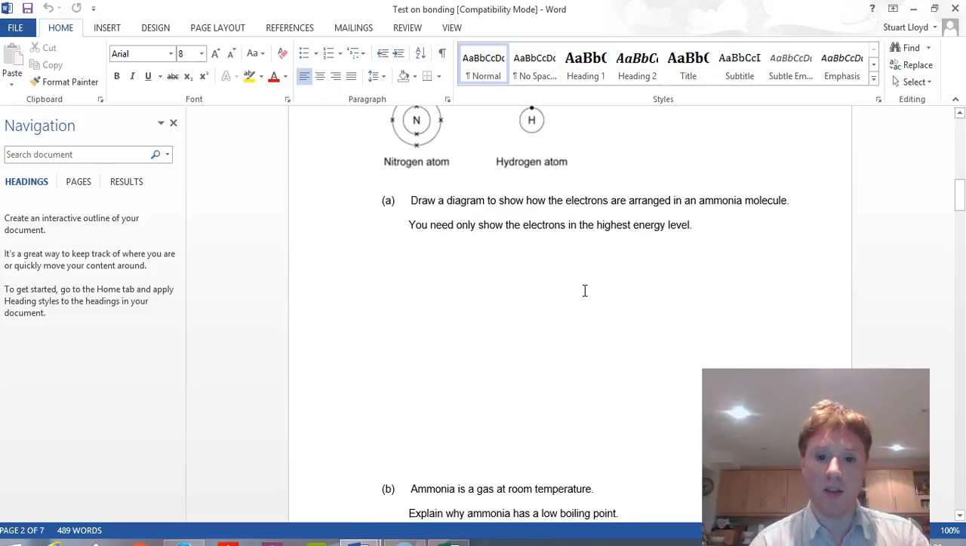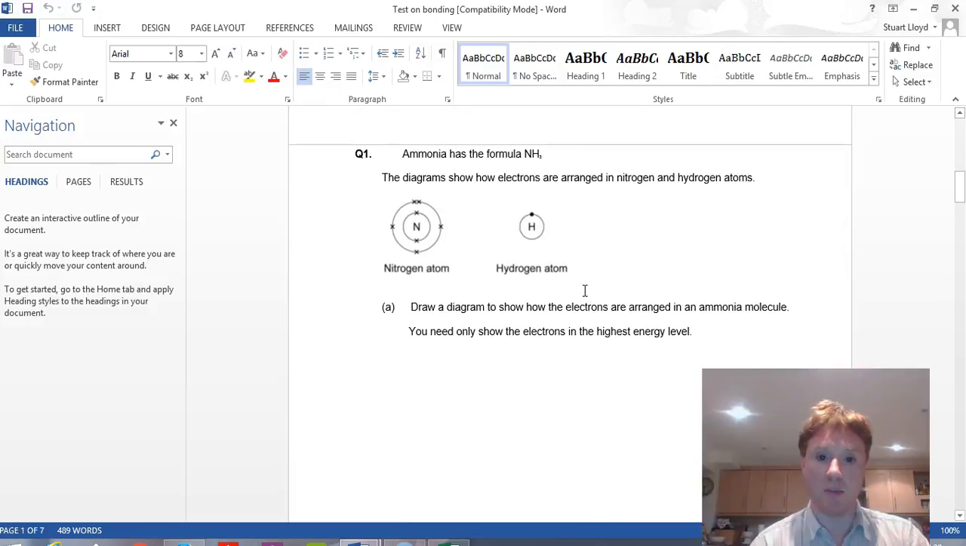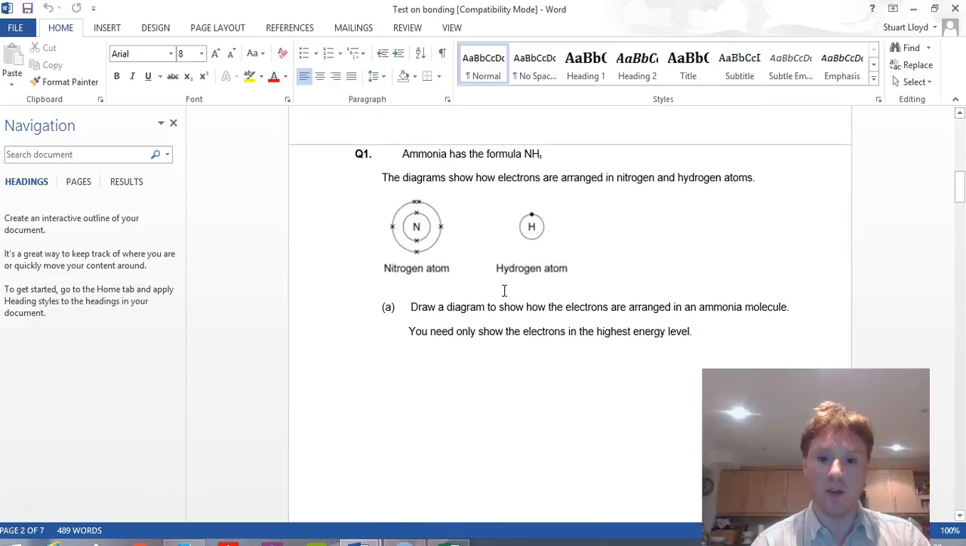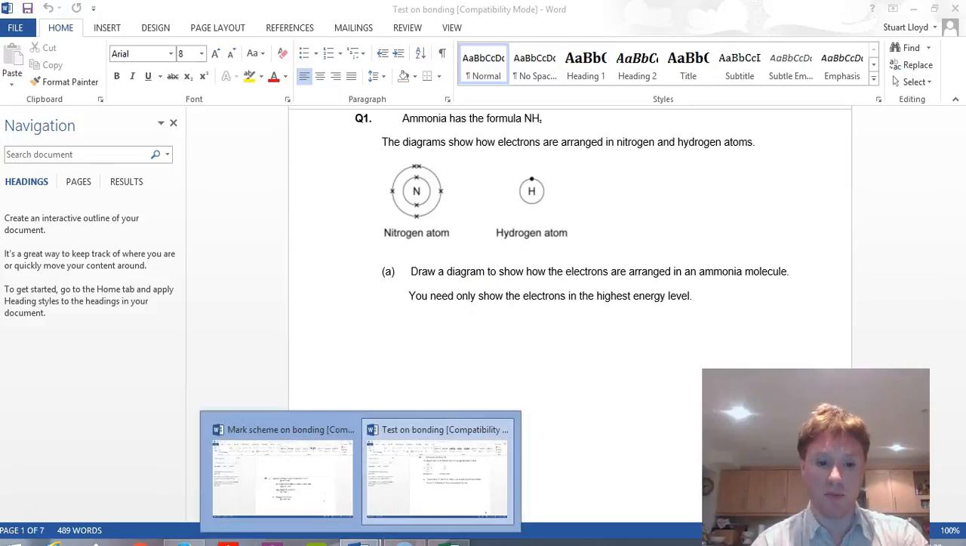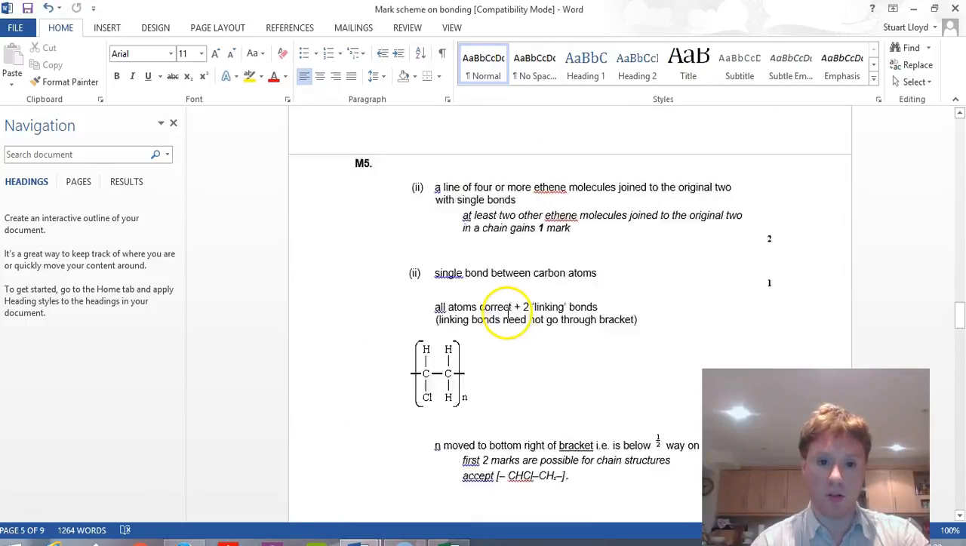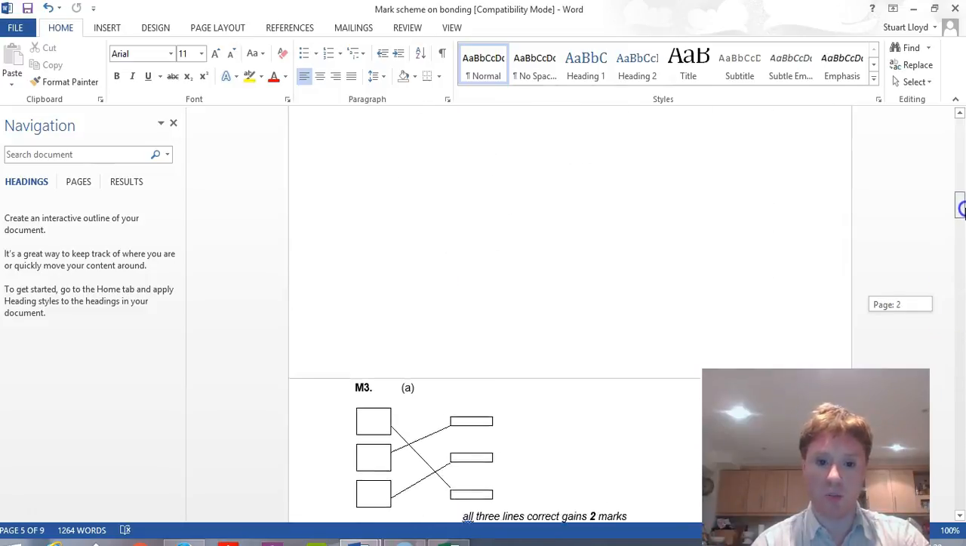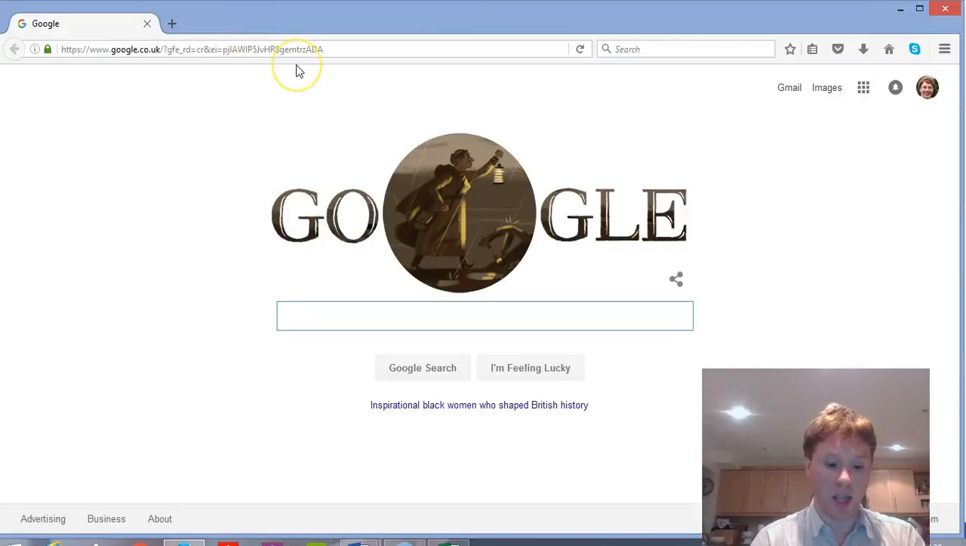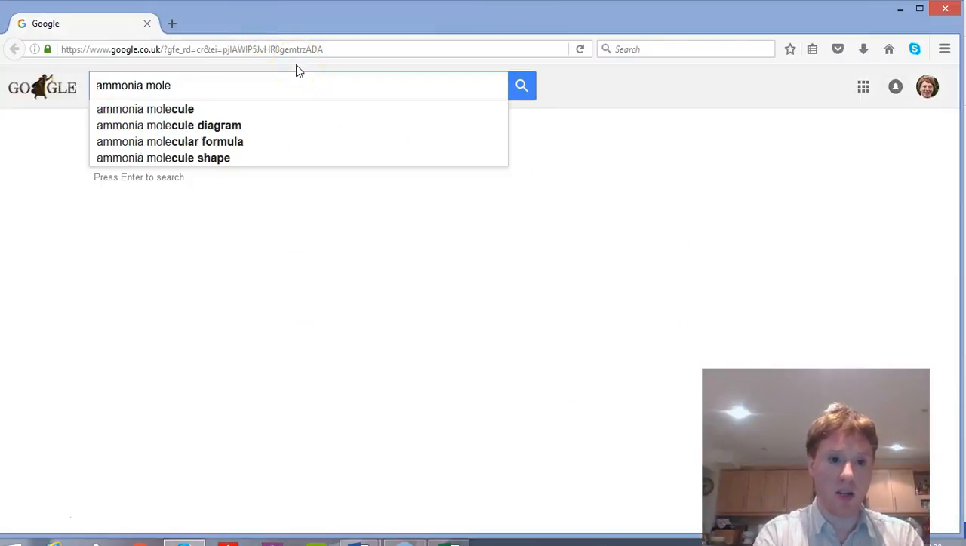So the first one here is ammonia. It has the formula NH3. The diagrams show the electron configurations of nitrogen and hydrogen. Draw a diagram to show an ammonia molecule for 2 marks. If you want to pause it and try it, off you go. Right, so the mark scheme. I'll go back up to question 1. I'll show you the mark scheme, then I'll show you a picture, because the mark scheme doesn't show a picture. It says: 1 nitrogen joined to 3 hydrogen atoms, correct pairs of electrons. What does that mean? Well, I'll show you a picture of the ammonia molecule.